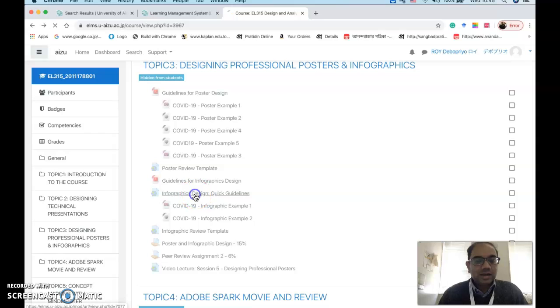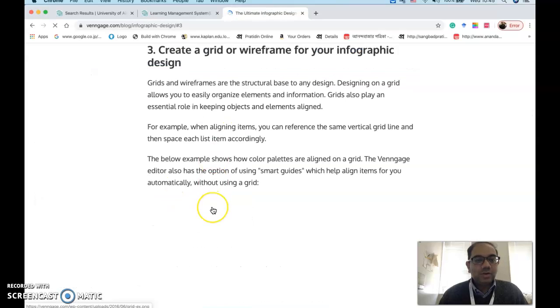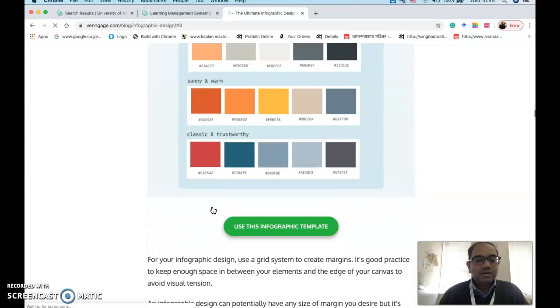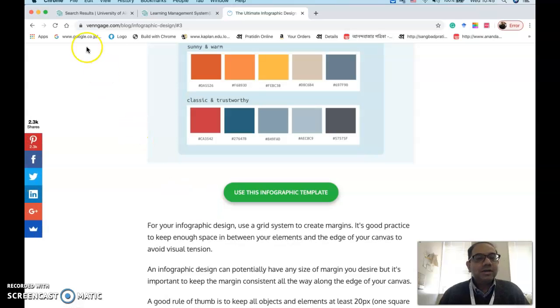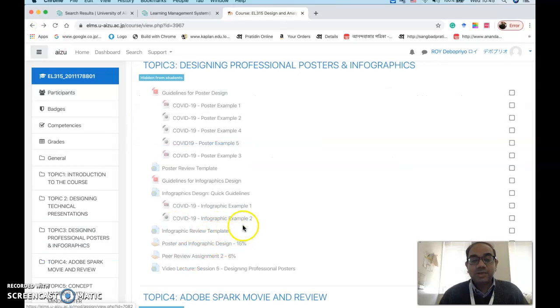This is another quick guideline. This is another link that you can take a look at. I'm not going to go through this. It gives you some other kinds of ideas. Basically, it's the same thing, but it gives you a few other options for templates to work with. So take a look at this Venngage-based one, because Venngage is another tool that we will be using.